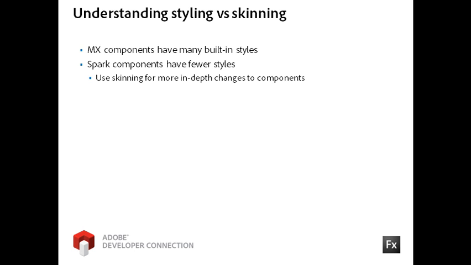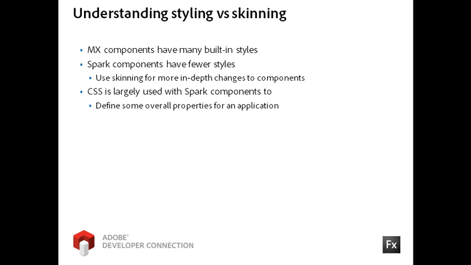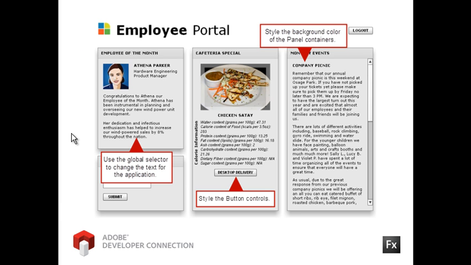This means that for Spark, CSS is largely used for three main purposes: to define some overall properties for an application, to wire up skins to components, and to apply advanced CSS selectors. You will learn how to perform these three tasks with CSS in this last day of training. This image shows the enhancements that I will make to the application.